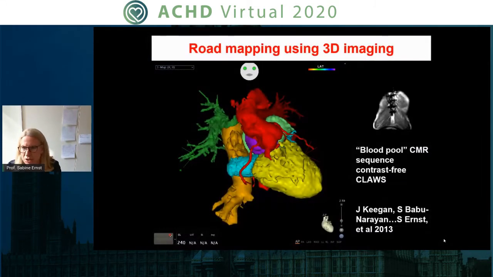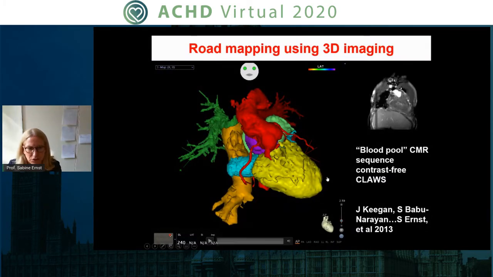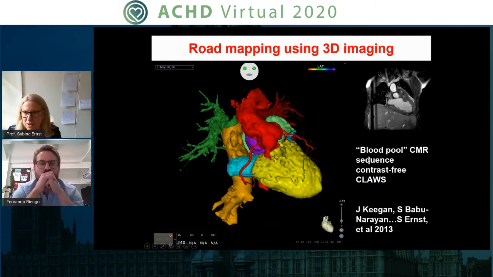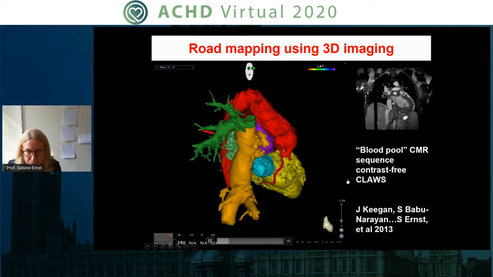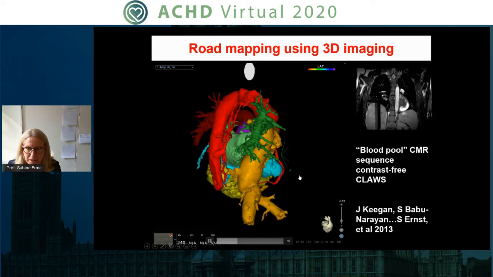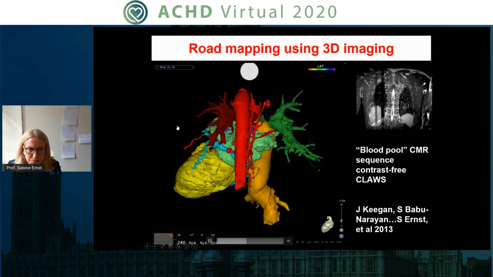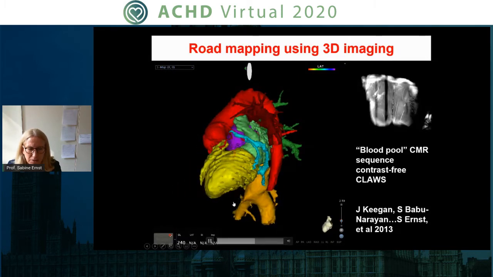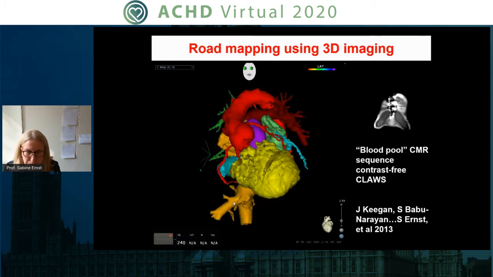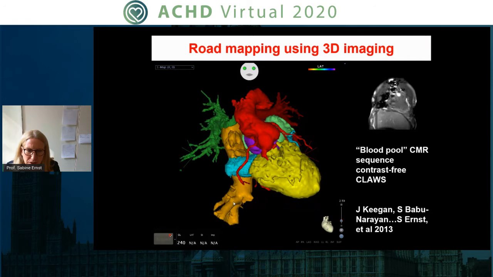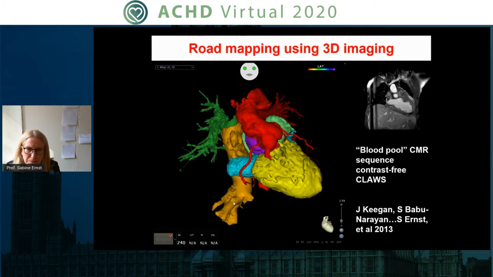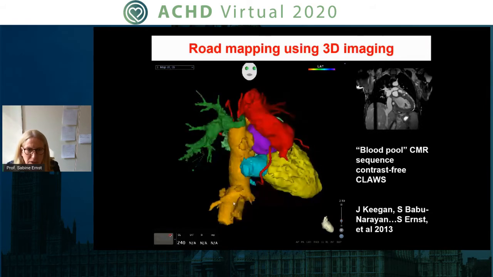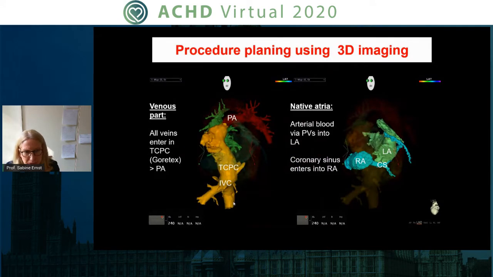So I'm just going to remind you, this is a picture that I've seen shown very frequently. It's an MRI scan with the blood sequence, so we can see everywhere where blood is. We can do these beautiful 3D reconstructions that really help to plan the procedure, make sure that we know how to get into any chamber of the heart that we might have as a target chamber. And we can plan how, for example, in this TCPC, to go into the tunnel, or if you go to the native atria, that is very easy to do.